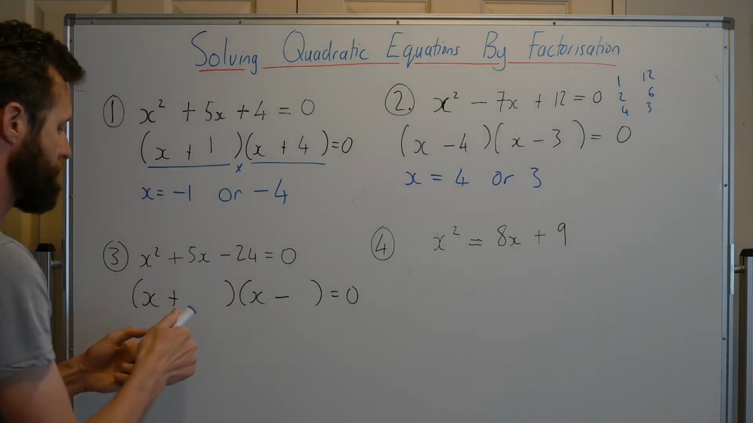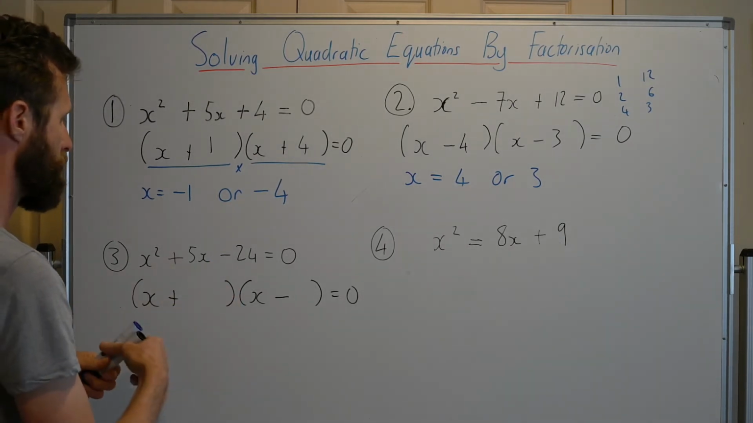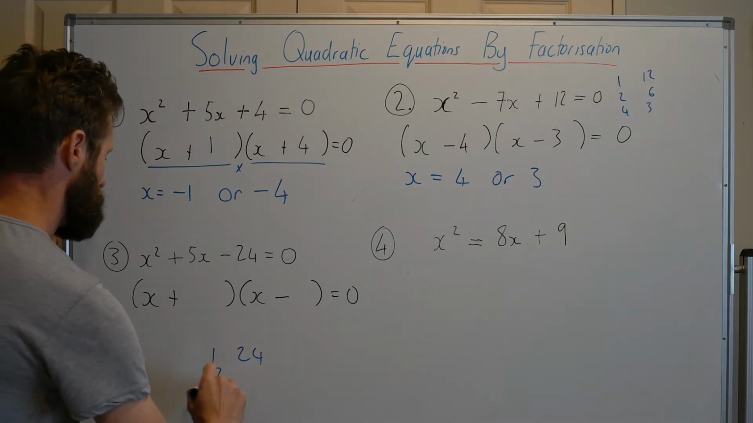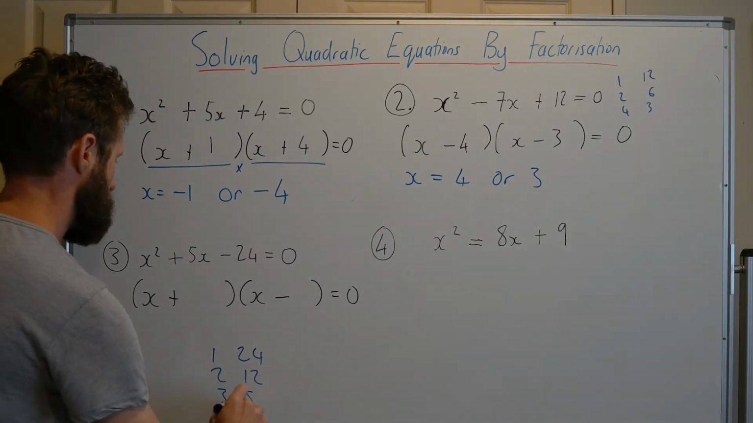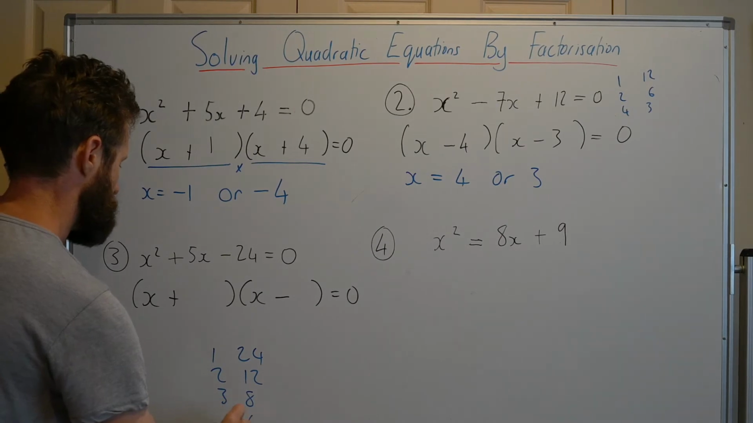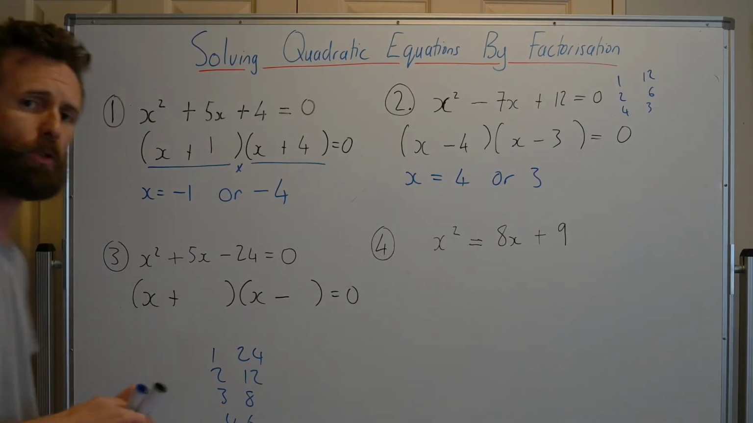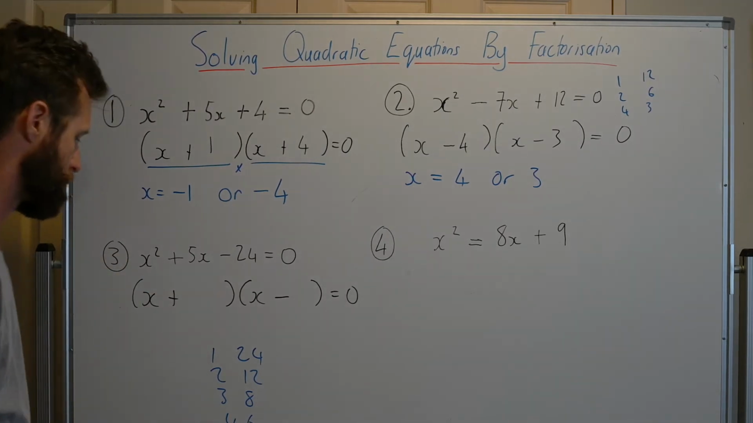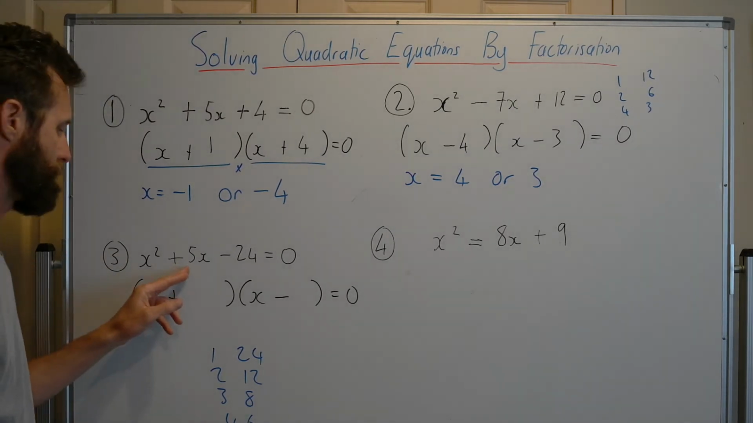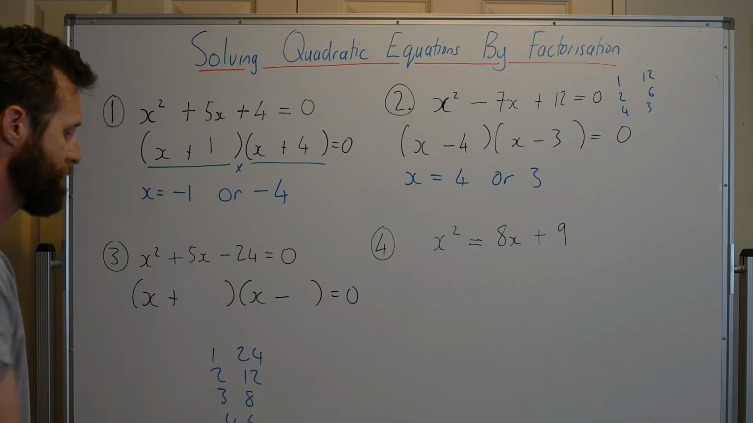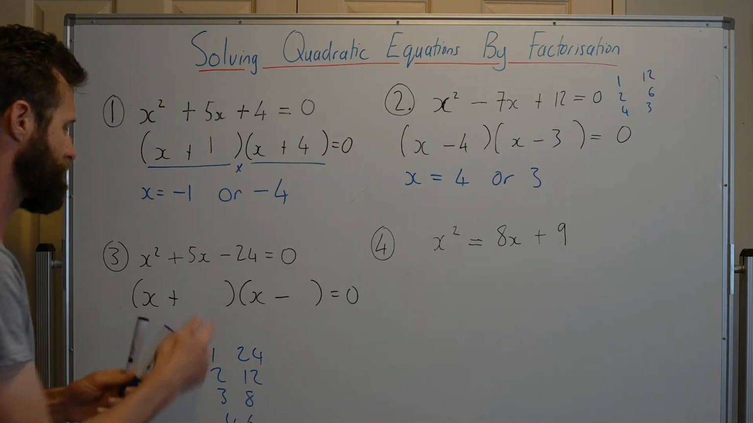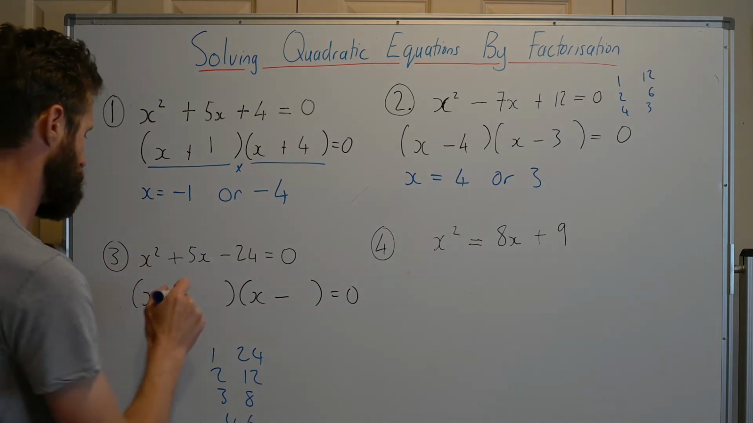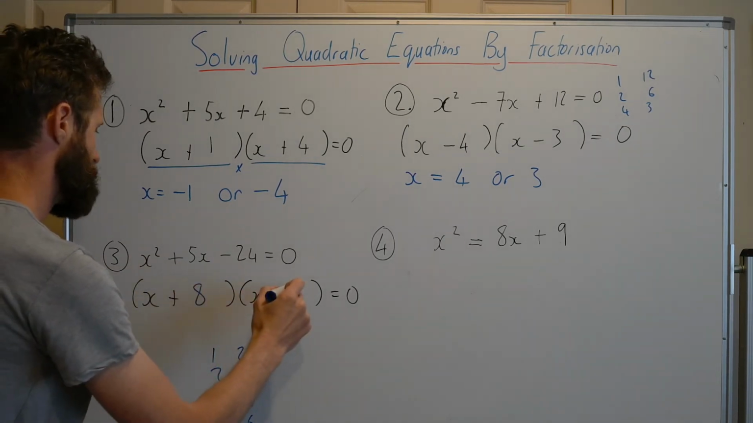So I look at my factors of 24. What are my factors of 24 that I could use here? So I got 1 and 24, 2 and 12, 3 and 8, 4 and 6. And with types 3 and 4, this will tell you the difference between your numbers. So types 3 and 4, this number here is the difference. Now it's obviously 3 and 8 in this case. And since we need a positive 5 here, we're going to go positive 8 minus 3.